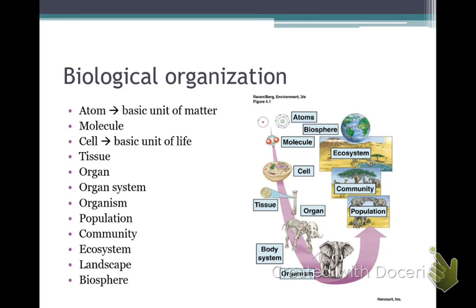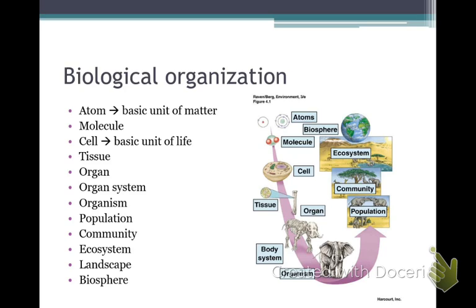When you look at biological organization, it's important to understand from smallest to largest. We have atoms. Atoms make up molecules. Molecules help us to build cells, which are the basic units of life. Cells make up tissues. Tissues make up organs. Organs make up organ systems. Organ systems put together make an organism.